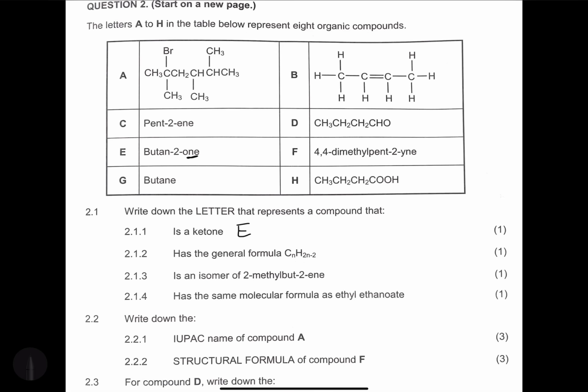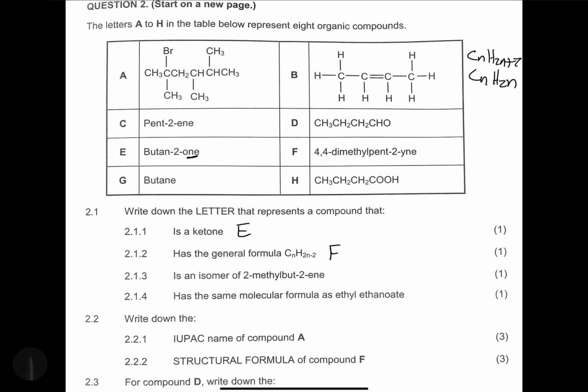2.1.2 has a general formula CnH2n minus 2. Please note that's the general formula of an alkyne. Remember, for an alkane, you've got the general formula CnH2n plus 2. For an alkene, you've got CnH2n, and for an alkyne, of course, it's this one, CnH2n minus 2. So the only alkyne there is compound F.